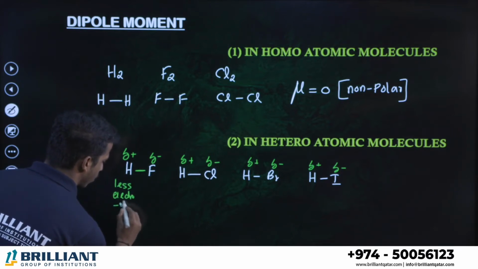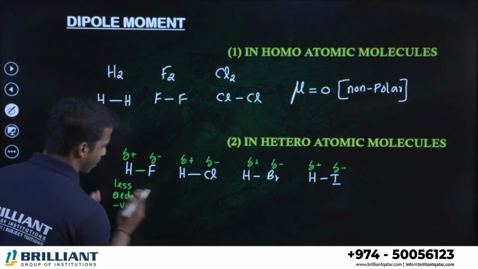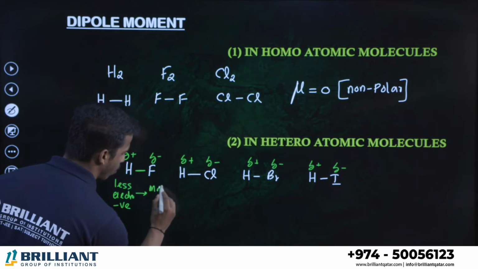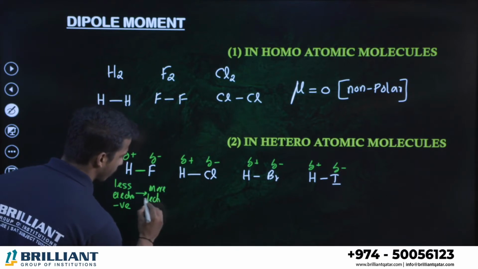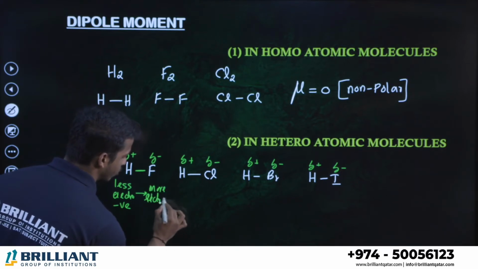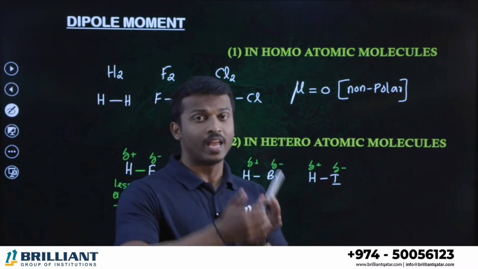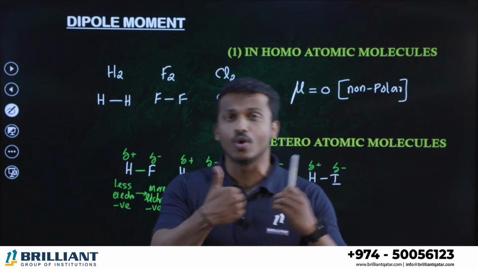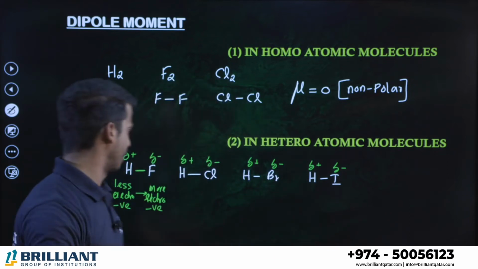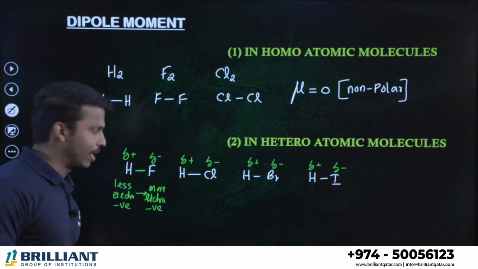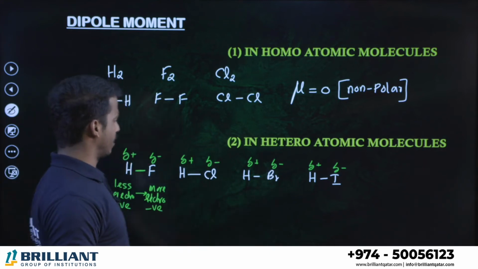Less electronegative element, and the electron tries to move from less electronegative elements to more electronegative elements, right? Electrons always try to move from a less electronegative element to a more electronegative element, correct? So fluorine, chlorine, bromine, iodine, these are the electronegative elements, so the movement of electrons will take place like that.